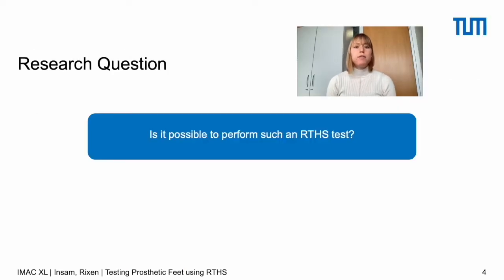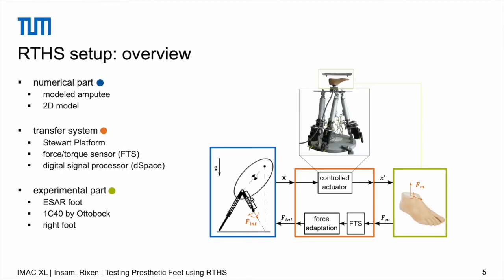The research question that we pursue in this work is whether it is possible to perform such an RTHS test. For this purpose, we propose the following setup. It consists, as in any RTHS test, of a numerical part, a transfer system, and an experimental part. In our numerical part, we have the modeled amputee, which will be a two-dimensional model for this first proof of concept.